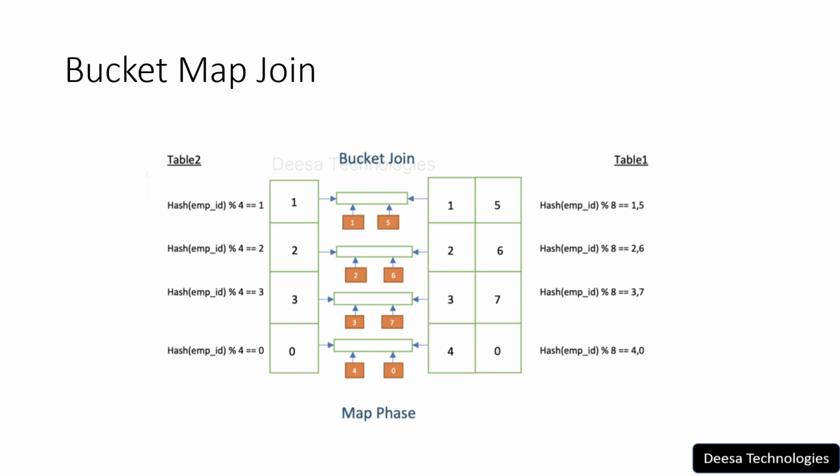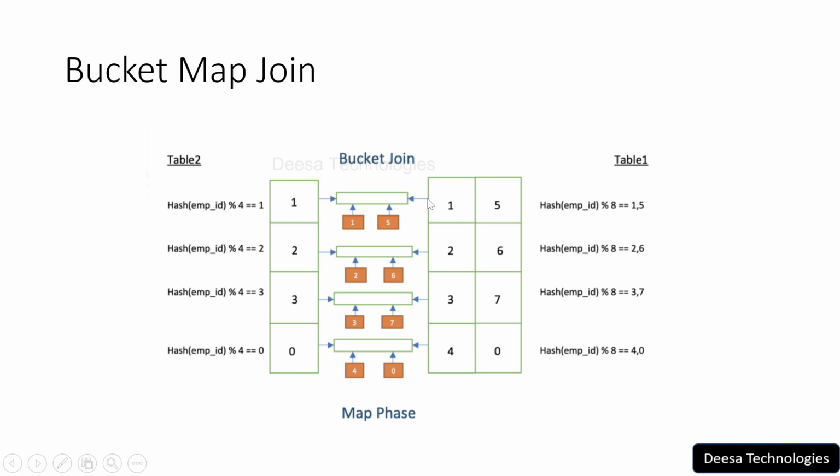So this is how the bucket map join works. Let's say you have two tables. Table 1 has 8 buckets. Table 2 has 4 buckets, right? So what will happen is the similar buckets will go to the same mapper. For table 2, again buckets are based on modulus, so for bucket 1 you may have buckets 1 and 5 where the modulus is the same. So the records in bucket 1 in table 2 and buckets 1 and 5 will go into the same mapper, and they will do the join from there.